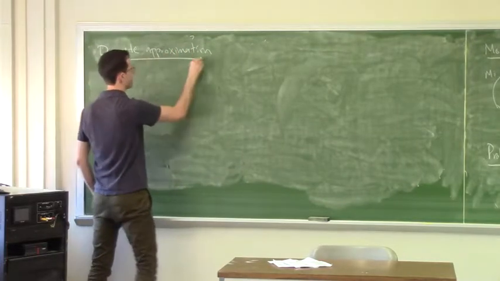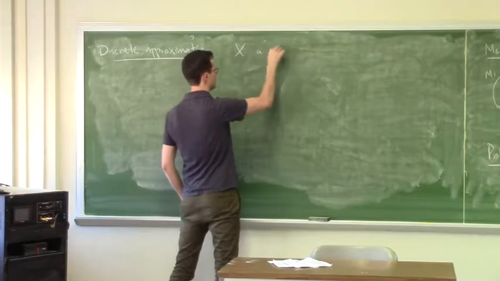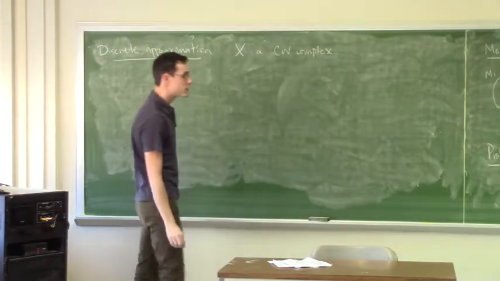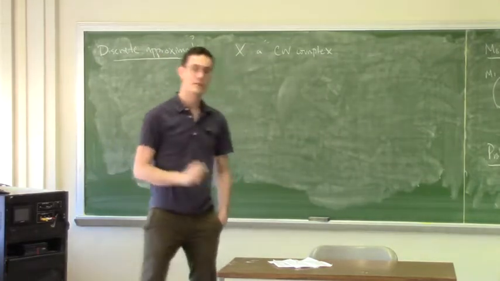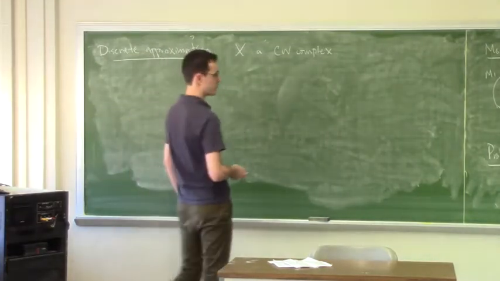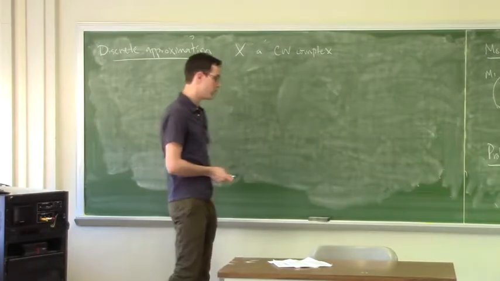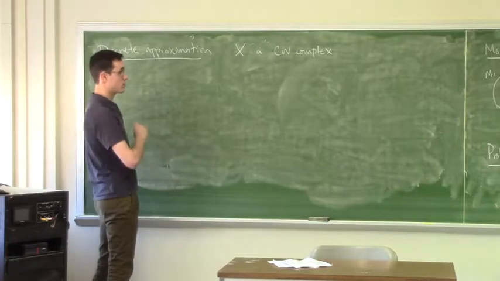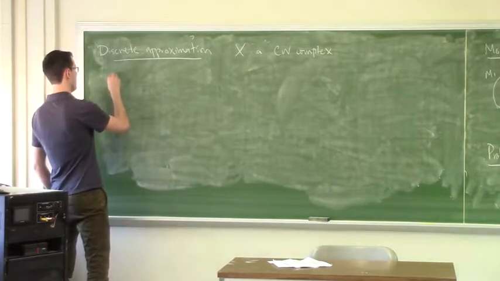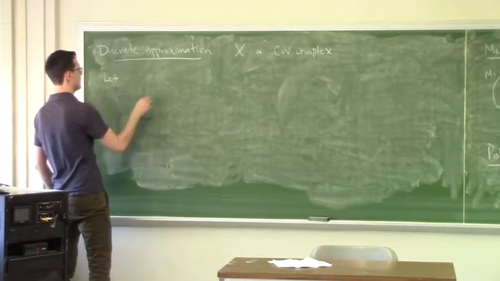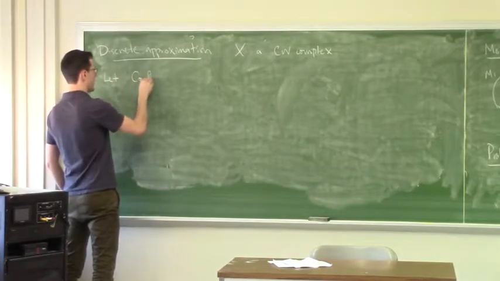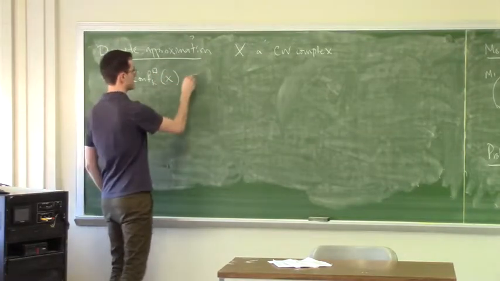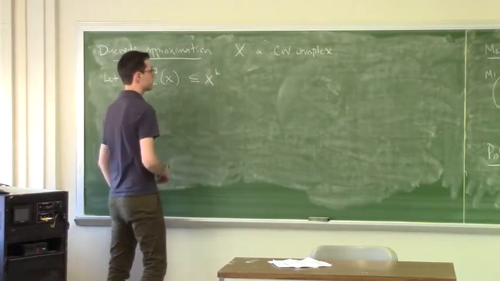So let's say that X is a CW complex with a cell structure. Then unfortunately the configuration space doesn't get a cell structure because it's some open subset of the k-fold Cartesian product. But there is an approximation to what would be the cell structure. So we're going to write Conf_k(X) with a box. This is going to be a subcomplex of X^k.